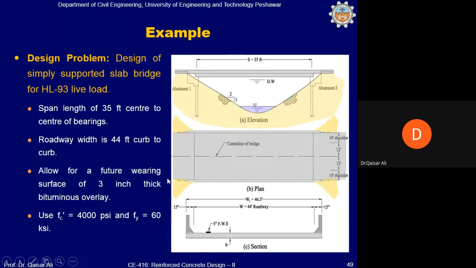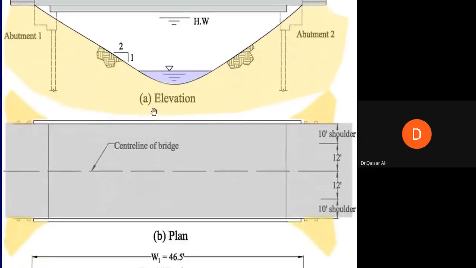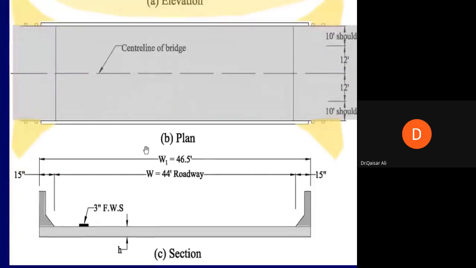Now look at this bridge on the right. I will simplify this a little bit so that you can see this. This is the bearing. So from the bearing, the span length is 35 feet. This is the center line of the bridge. The interior width of the bridge from curb to curb is 44 feet. This is the roadway on which the vehicle will run. And the exterior, including this 15-inch curb, is 46.5 feet. The future bearing surface of 3 inches shall be included in the design. It is the thickness of the slab.